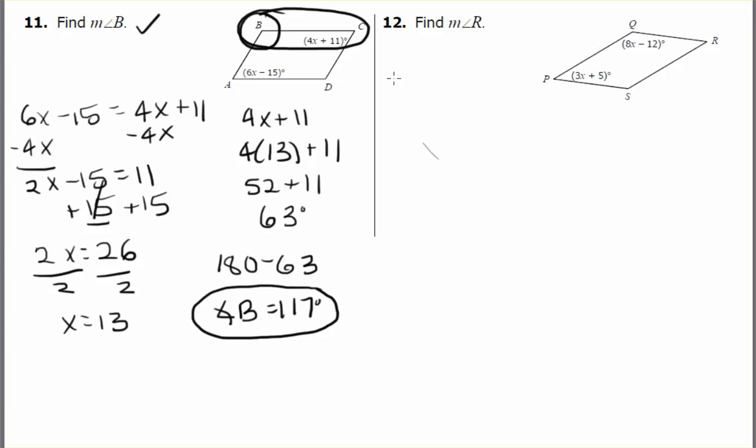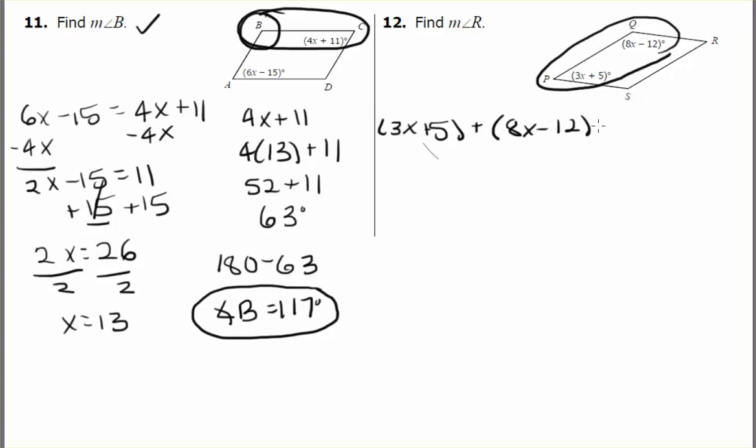And I'm good. So angle R, again, 12 uses the fact that P and Q are consecutive angles. Since they're consecutive angles, they're going to be supplementary. So I'm going to write my equation as 3x plus 5 plus 8x minus 12 equals 180. And then solve for x.